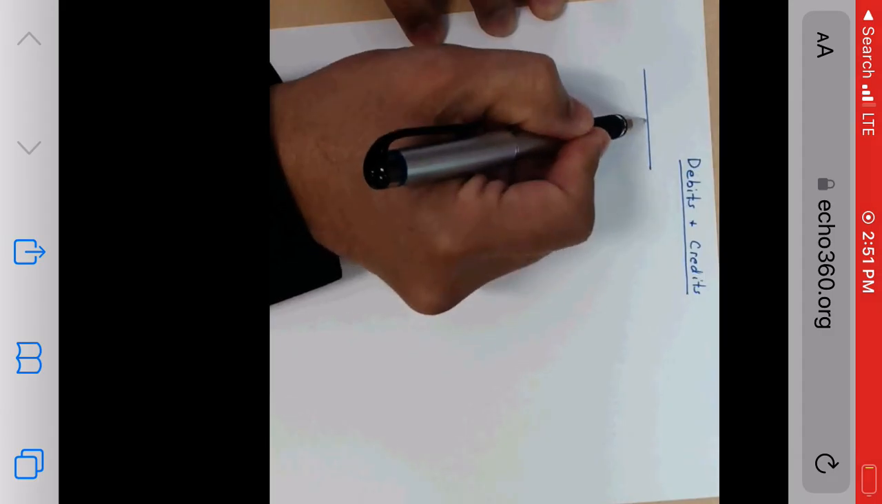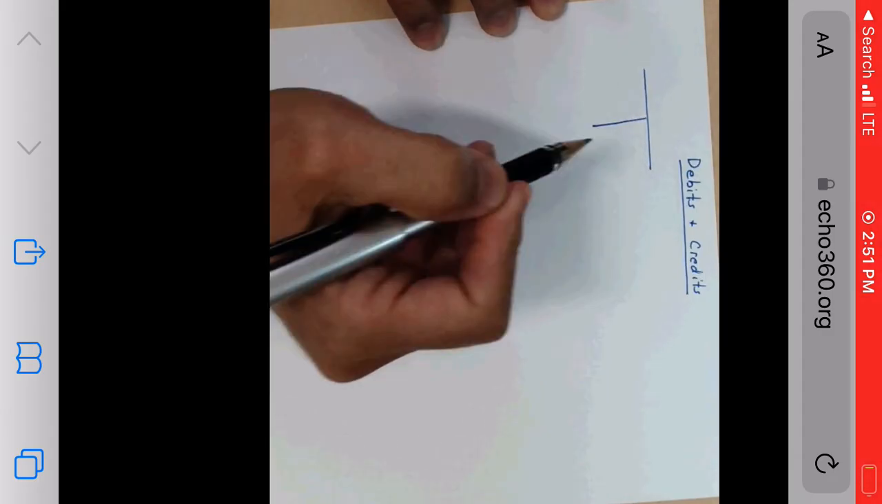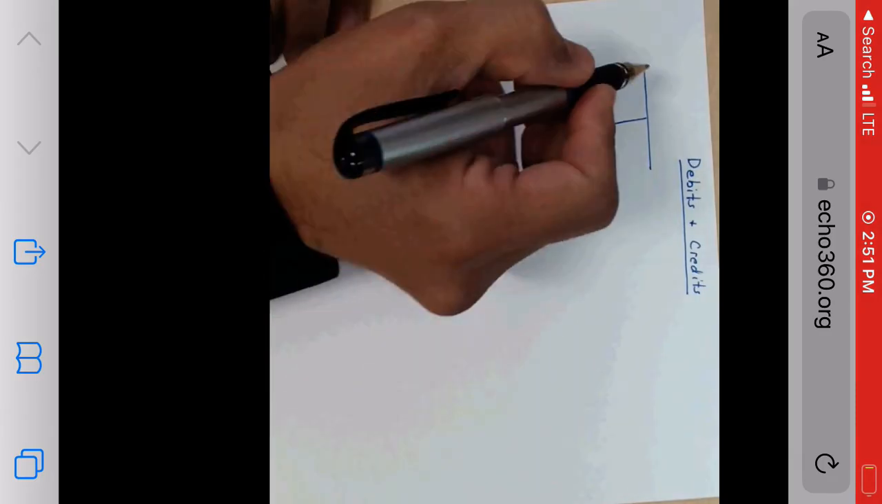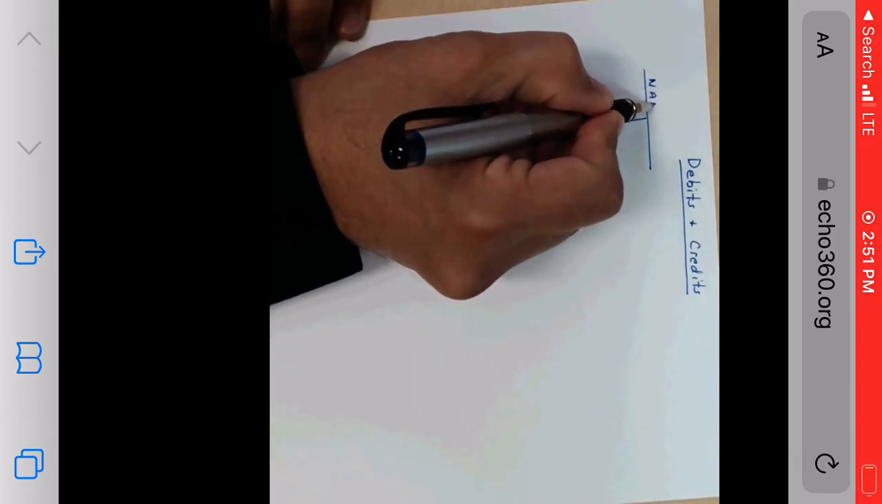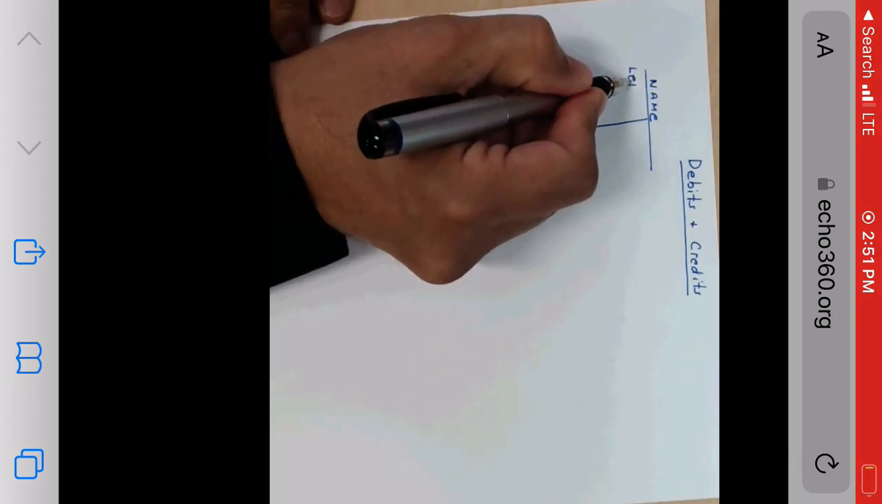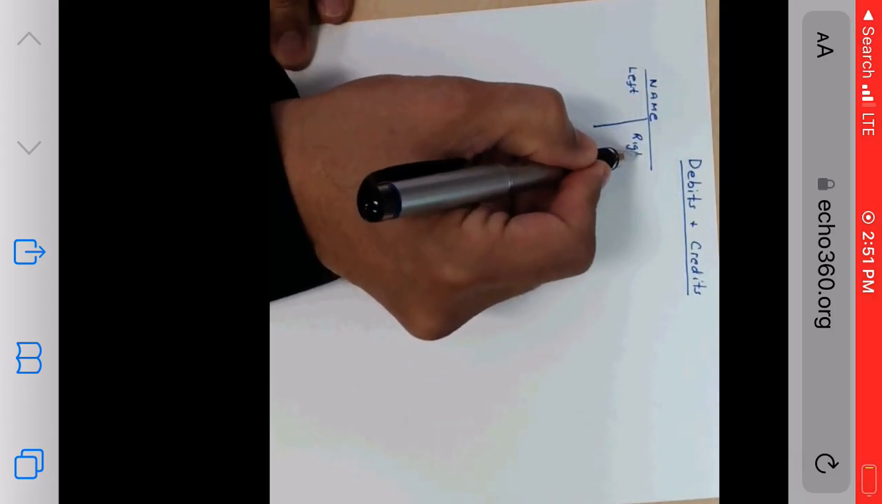Now, whenever we analyze a transaction, oftentimes we use a tool called a T account to help us to analyze that transaction. And a T account looks simply like a letter T, like this. And it consists of three parts. The top part shows the name of the account, and the account could be cash, accounts receivable, equipment, accounts payable, etc. The left side of the T is shown over here, and the right side over here. And those are the three parts that make up the T account.